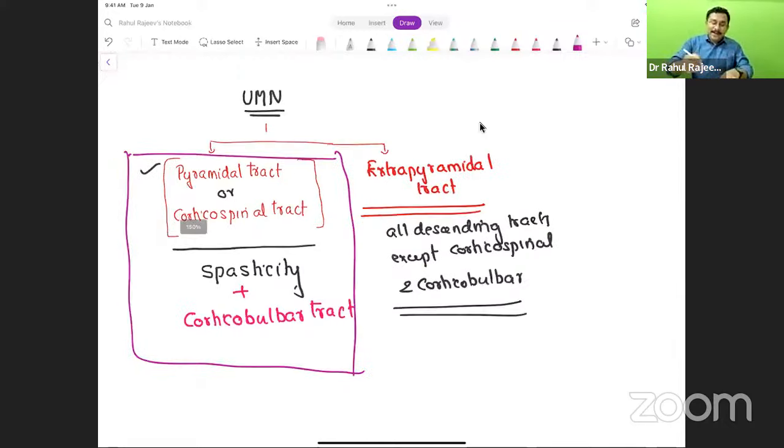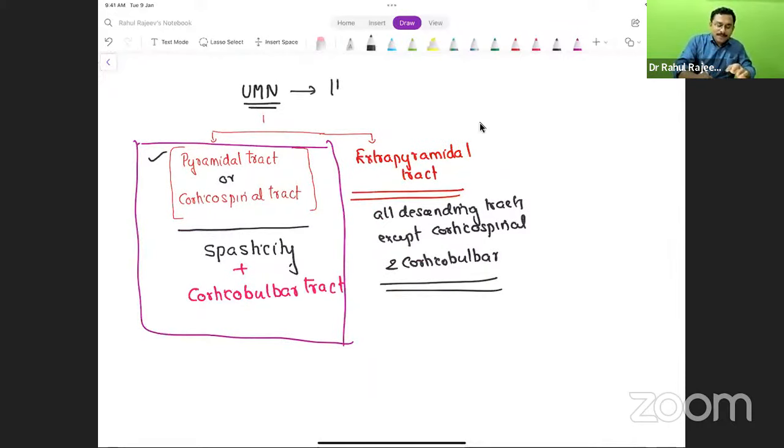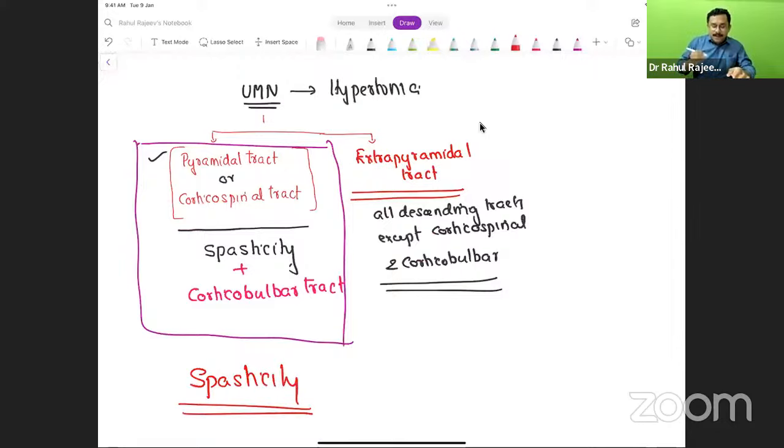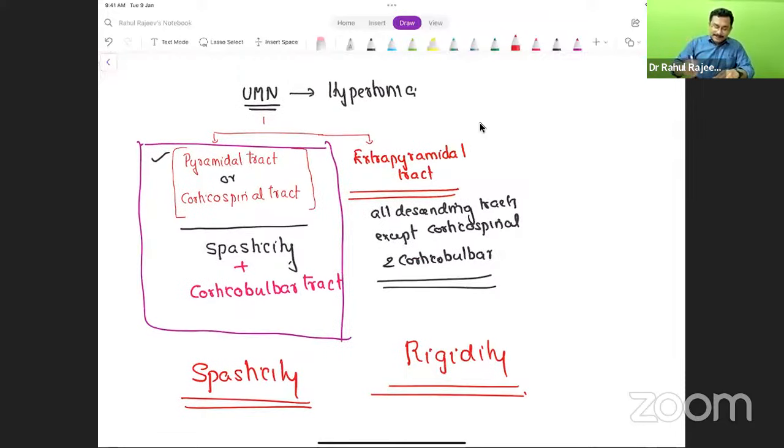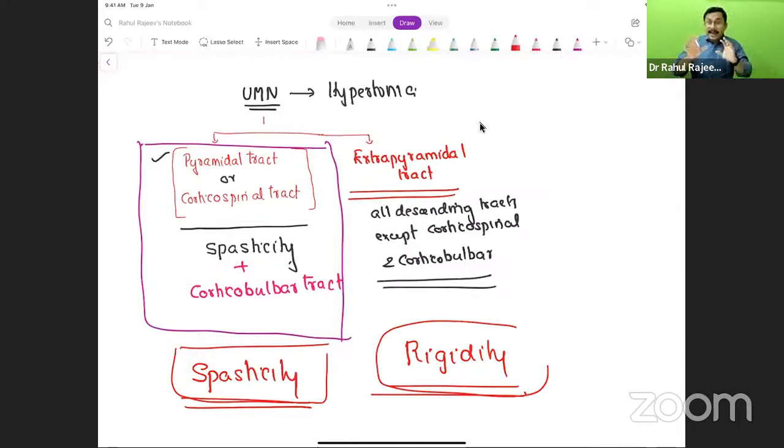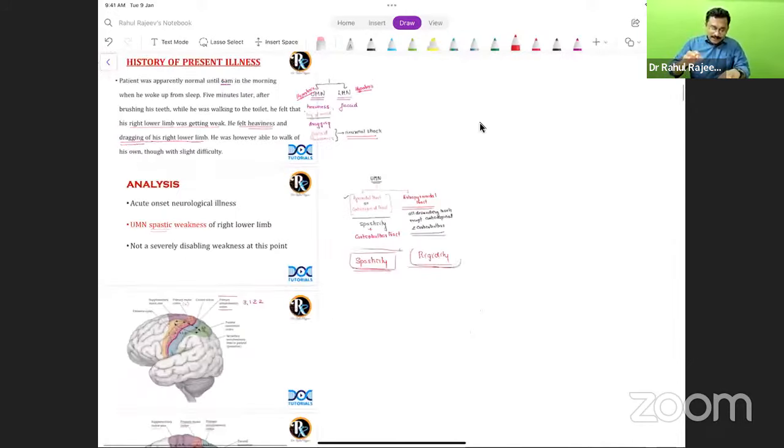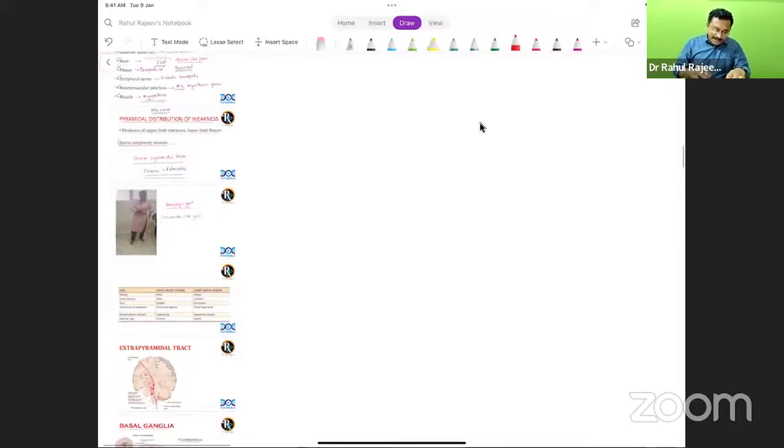Okay, right. Which is why UMN lesions will produce hypertonia. And what sort of hypertonia is produced by pyramidal tract lesions? Spasticity. What sort of hypertonia is produced by extrapyramidal tract lesions? You tell me. It is rigidity. Spasticity, rigidity. Right? So more differences between spasticity and rigidity in the next class where we discuss the examination findings. This is mainly about the history. Right? Fine. Done. Let's go to the next part.